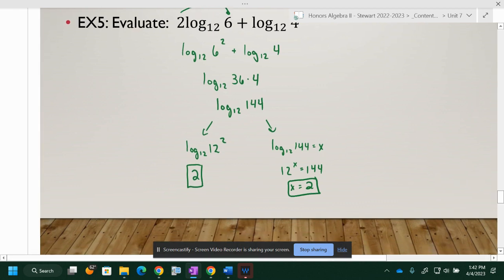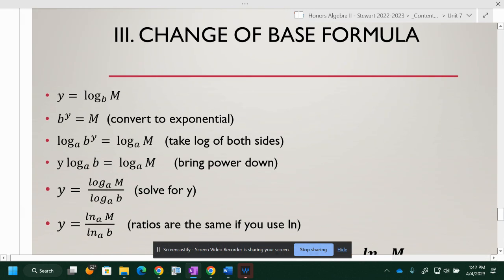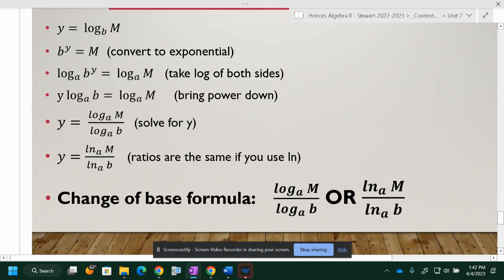One last thing. Change of base formula. Listen, do not write this down. Please do not write this down. Just look up here and see what I'm about to show you. All of this is literally just telling you this. It's just showing you the steps on why it happens. Essentially, here's all you need to know.